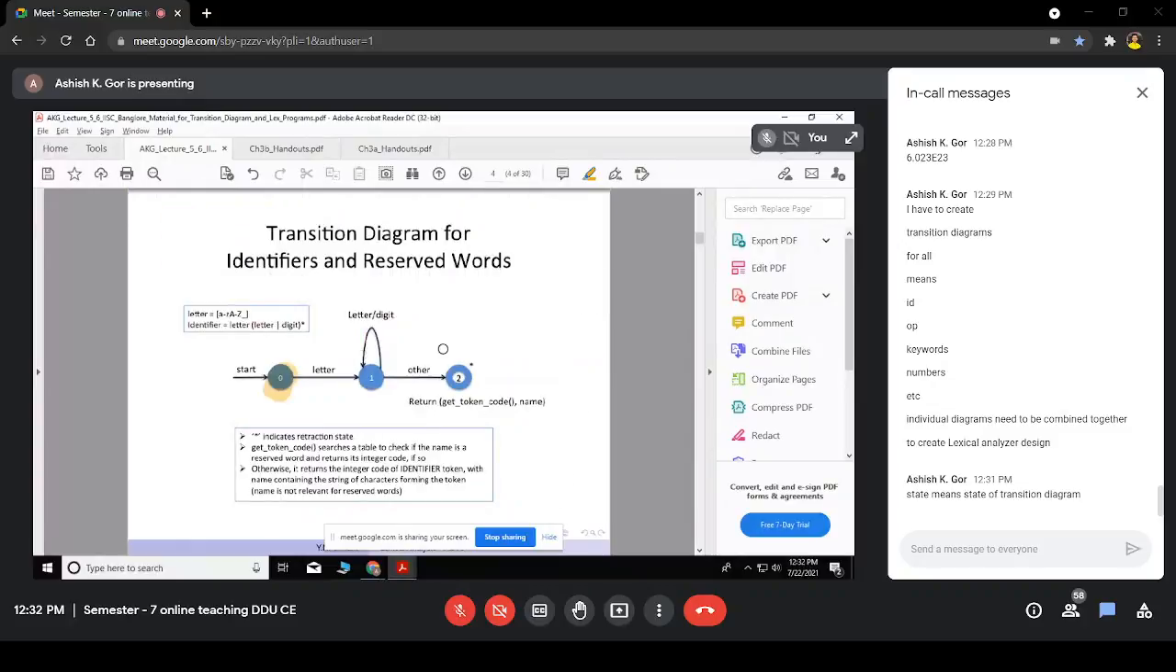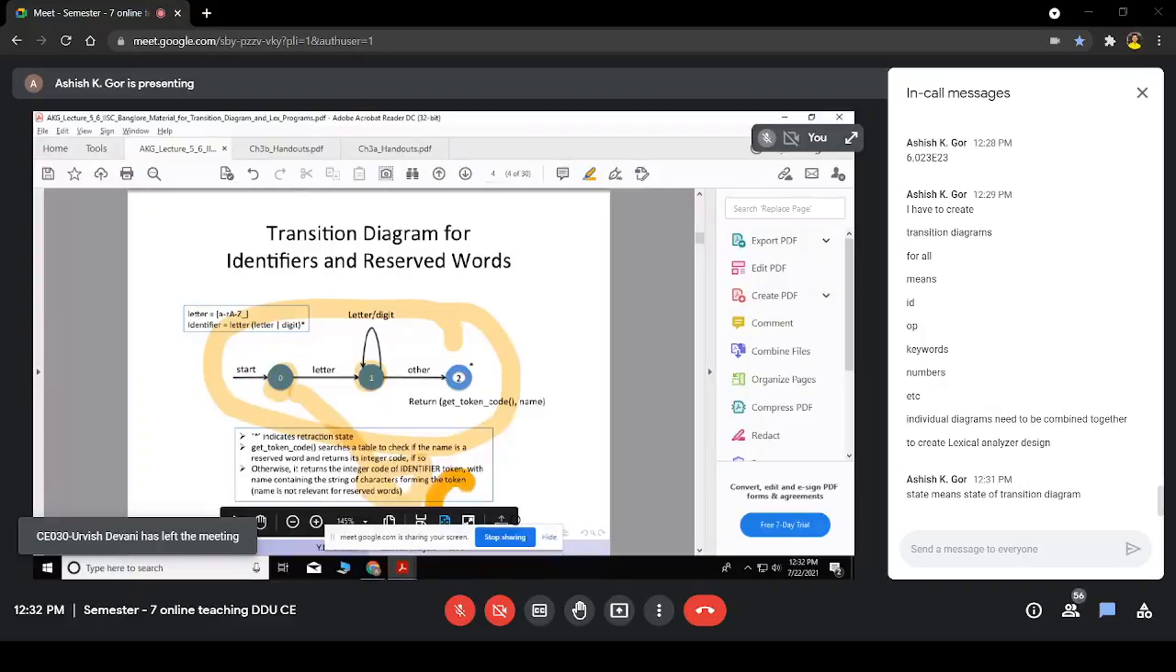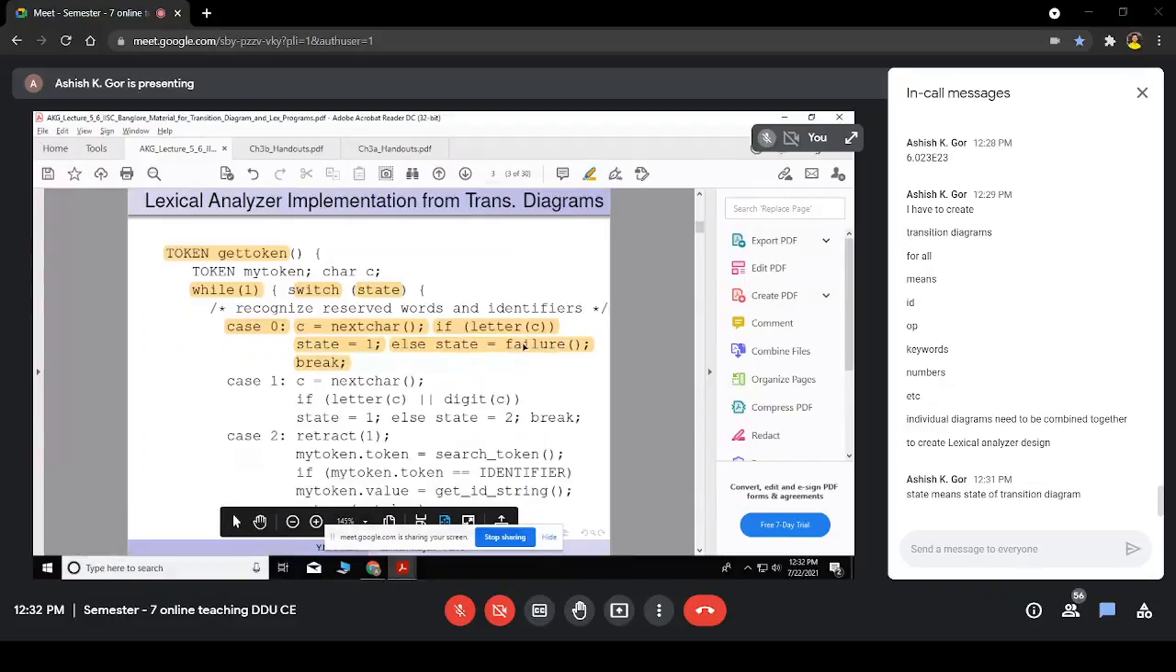So this is an implementation of this particular thing. If it is a letter, then state is 1. If it is not a letter, then it is a failure, the dead state in the automaton. So else state is equal to failure. Failure is some function which will issue some error message. And then you need to break, because once you break, you again come to the while loop. When you again come to the while loop, the state is 1.